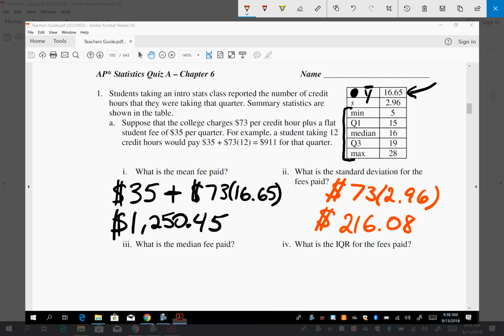All right. Now let's move to Roman numeral 3. It says, what is the median fee paid? So what are we going to do for the median? What is median? It's a measure of center. So will it be affected by everything? Yes. So that gets the $35 plus $73 times, what was the median? 16. So whatever that is is going to give us our median fee that was paid to go to this college per quarter.